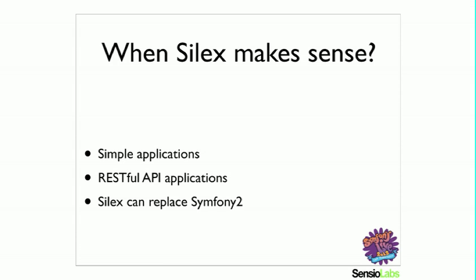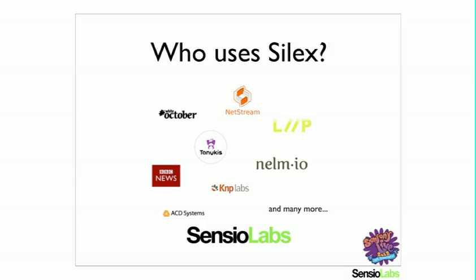Okay, so when Silex makes sense: simple applications, RESTful API applications. Silex can replace Symfony 2 in a lot of cases. Again, you can use all the Symfony 2 components in Silex, so it just depends on your application's requirements. Who uses Silex? A bunch of different companies: Sensio Labs, KNP Labs, LIP, White October, BBC. It's tested. It works. There's a full functional test suite. Just like everything Fabian writes, there's a million tests, which is great, so you know it works.